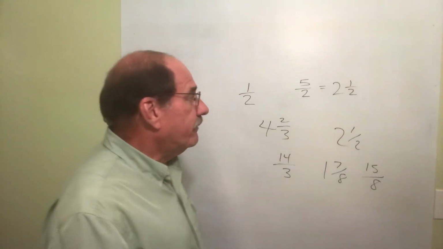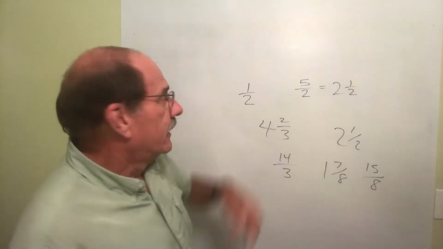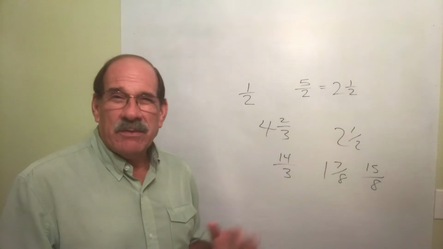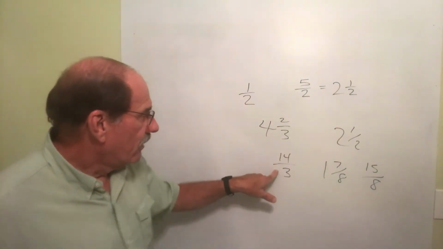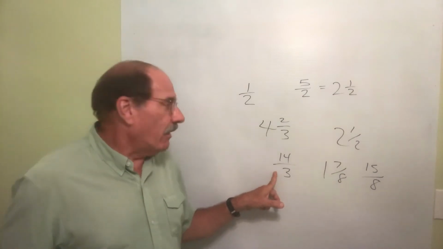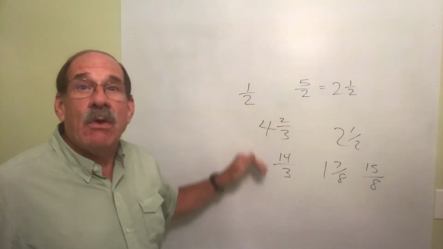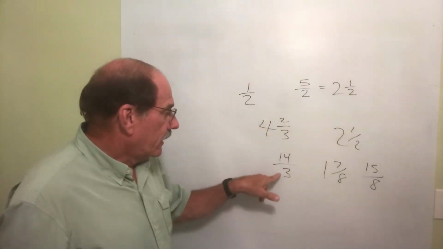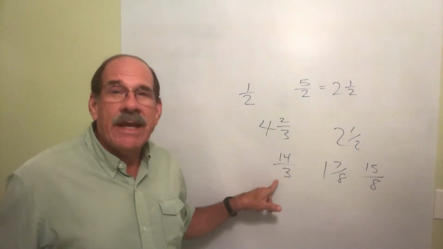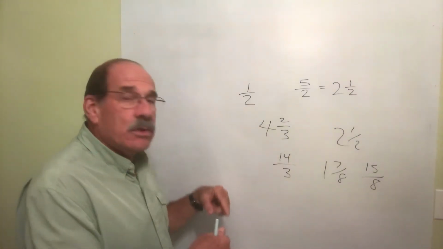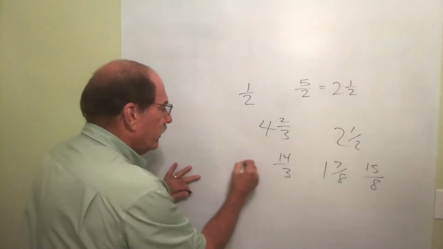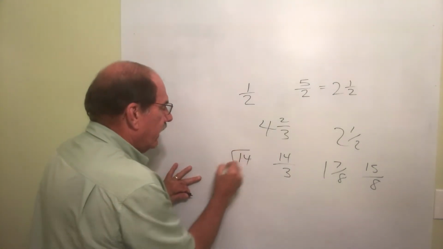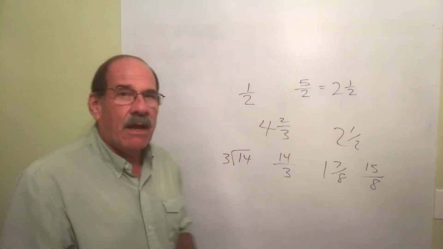In fact, let's do one we've already seen. 5/2, let's not start with that one. That one would be confusing. How about one like this? 14 thirds. Now, we already know what it is, of course, but let's just show you. Let's take 14 thirds and convert that into a mixed number. We'll do it as a division problem. 14 divided by 3.